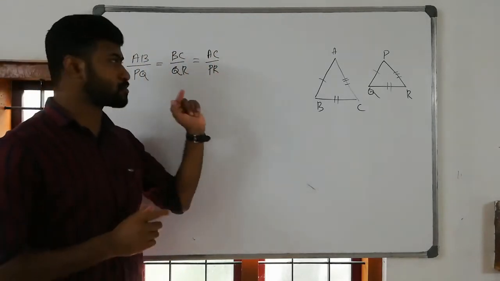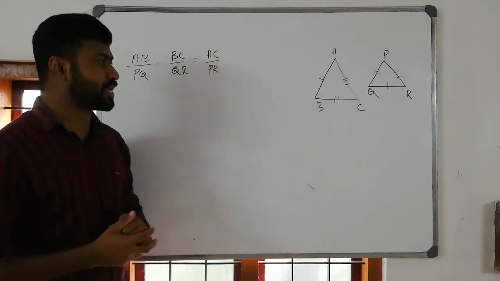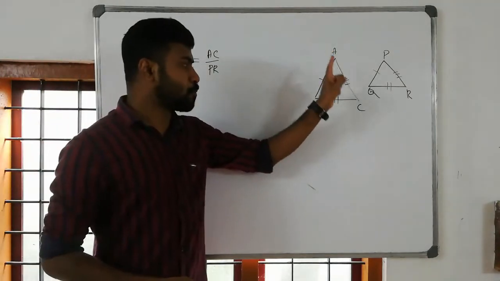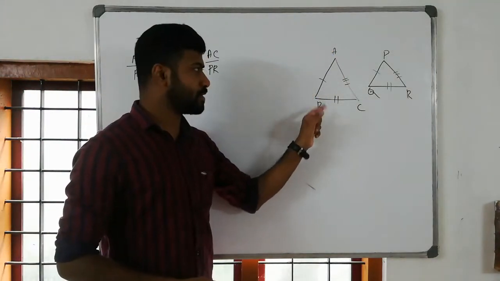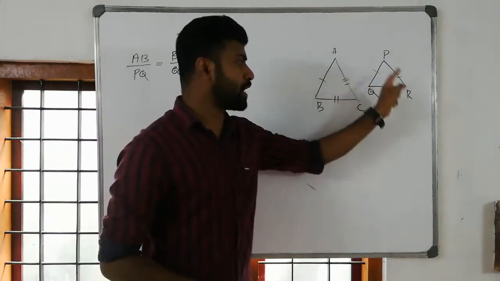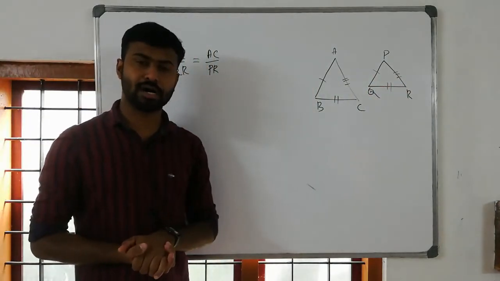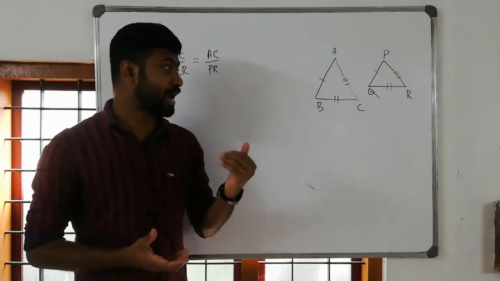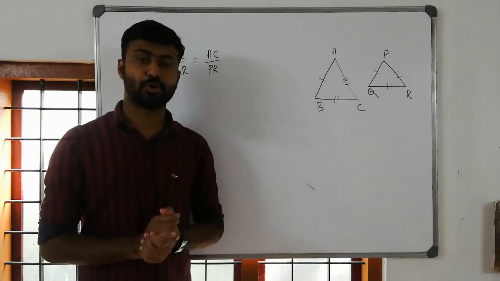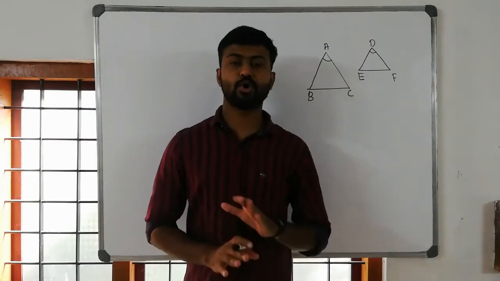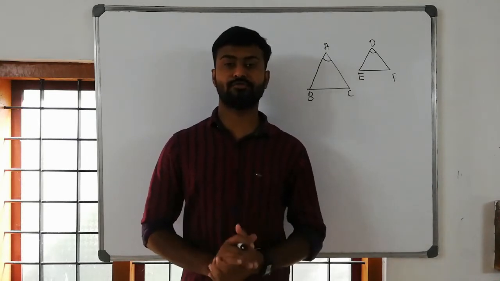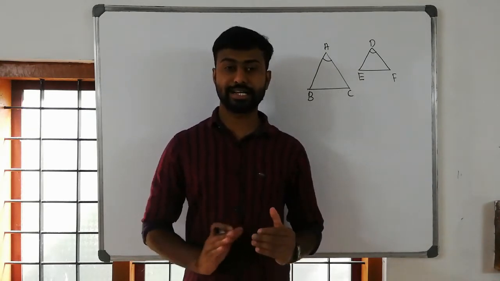Consider the third proportional side AC and PR. The angle opposite to AC is B. The angle opposite to PR is Q. Therefore, angle B and angle Q are corresponding angles. Next, we are going to discuss the conditions of similarity. There are three conditions for similarity.